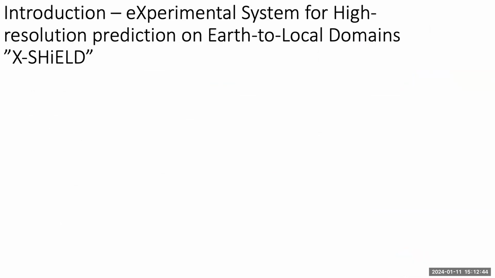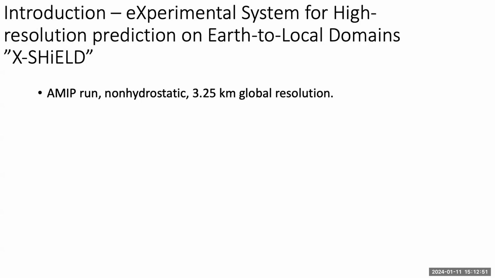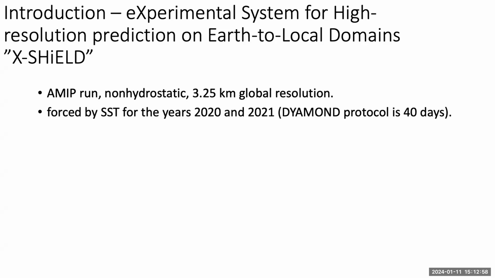So what we are going to look at now are runs of XSHiELD, which is the GSRM that I'm going to focus on. This is an AMIP run. Again, we are looking at a situation where we are forced by SST for the years 2020 and 2021. If you compare it to the normal DYAMOND protocol, we are way longer. On the other hand, compared to a normal climate model, it's still just 2 years compared to the 40 or 50 years that we're usually looking at.